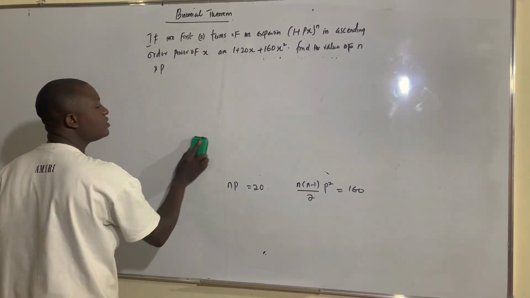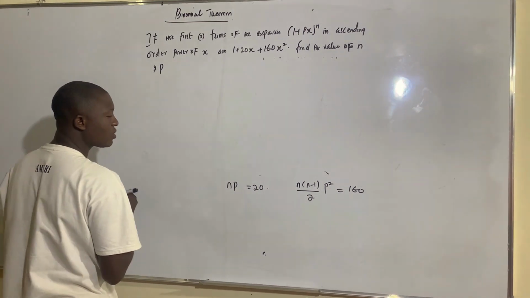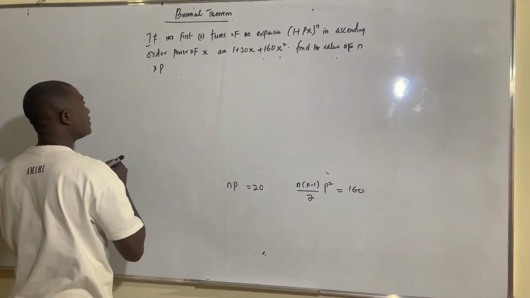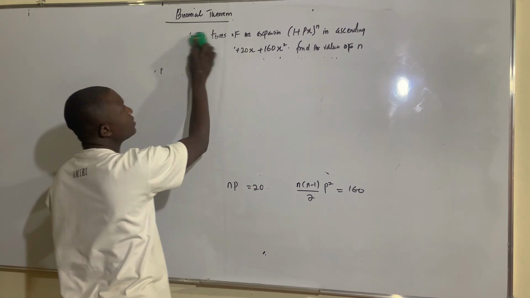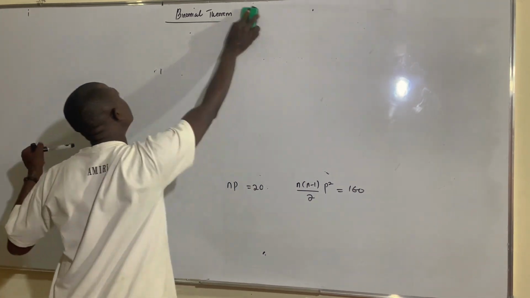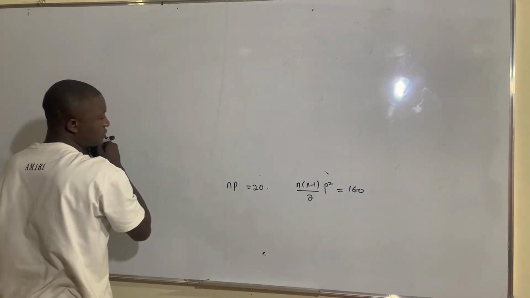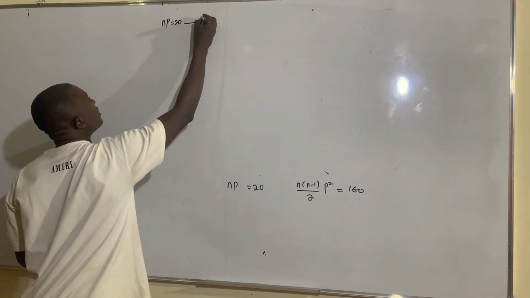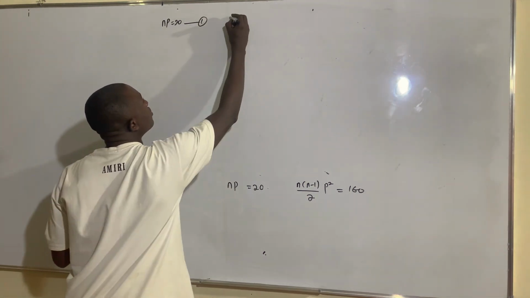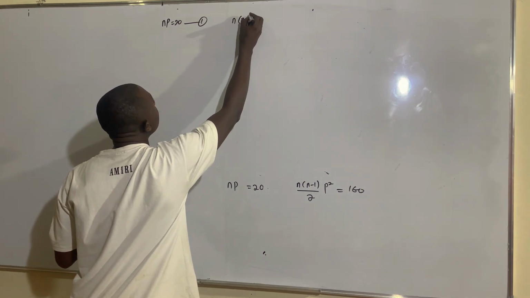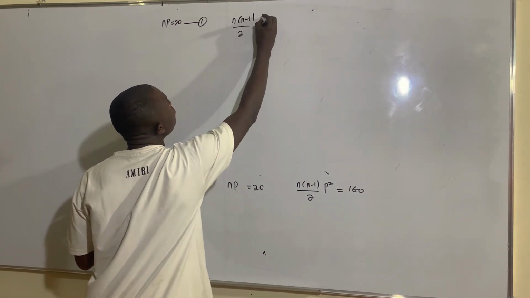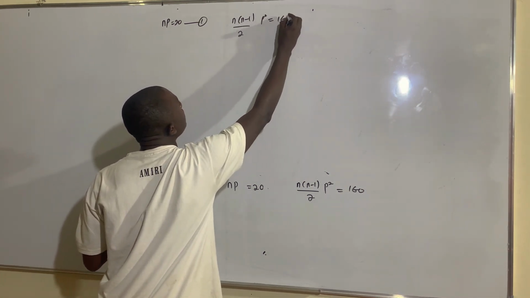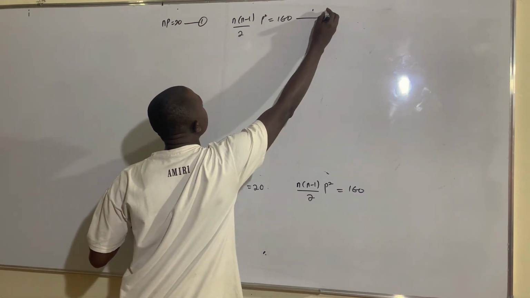So what we have now, you can call them equations. Let me clean this one so that I have enough space. Now the first one we have is np equals 20. Let's call that equation 1. The second one we have is n minus 1 over 2 p squared equals 160. Let's call that equation 2.